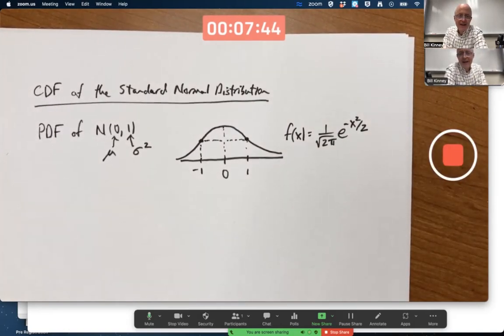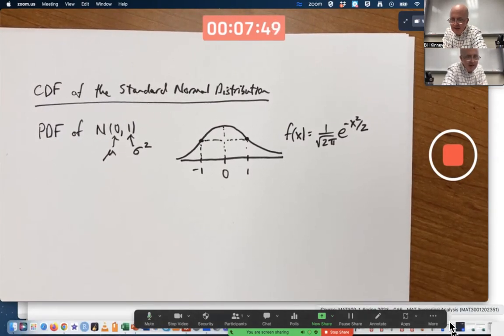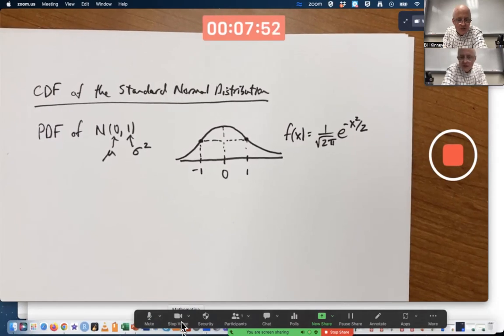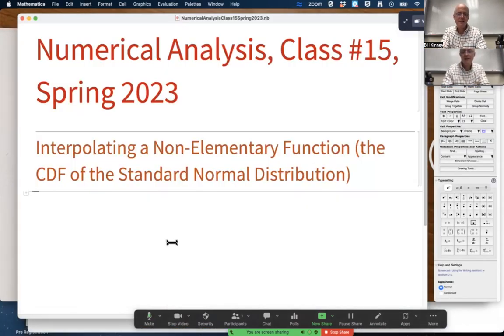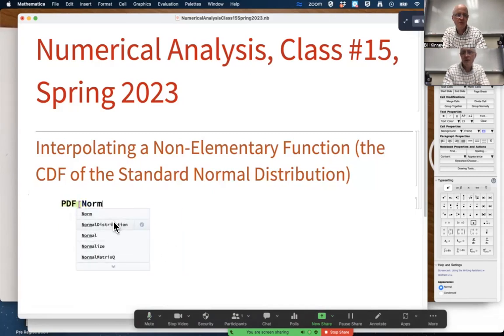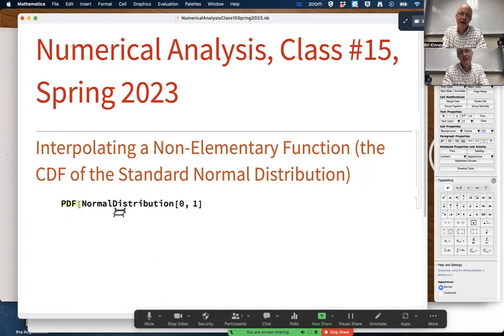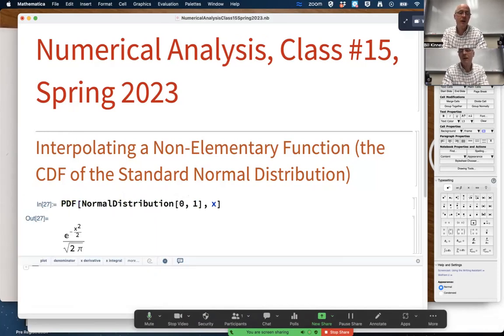We're going to use both Mathematica and spreadsheets today. Let's confirm that that's the right PDF. PDF of NormalDistribution[0, 1]. Mathematica's syntax is to put the standard deviation there in that second spot. We know in prob and stats, we typically put the variance there. Comma x. There it is. Yeah, e to the negative x squared over 2, all divided by square root of 2 pi.